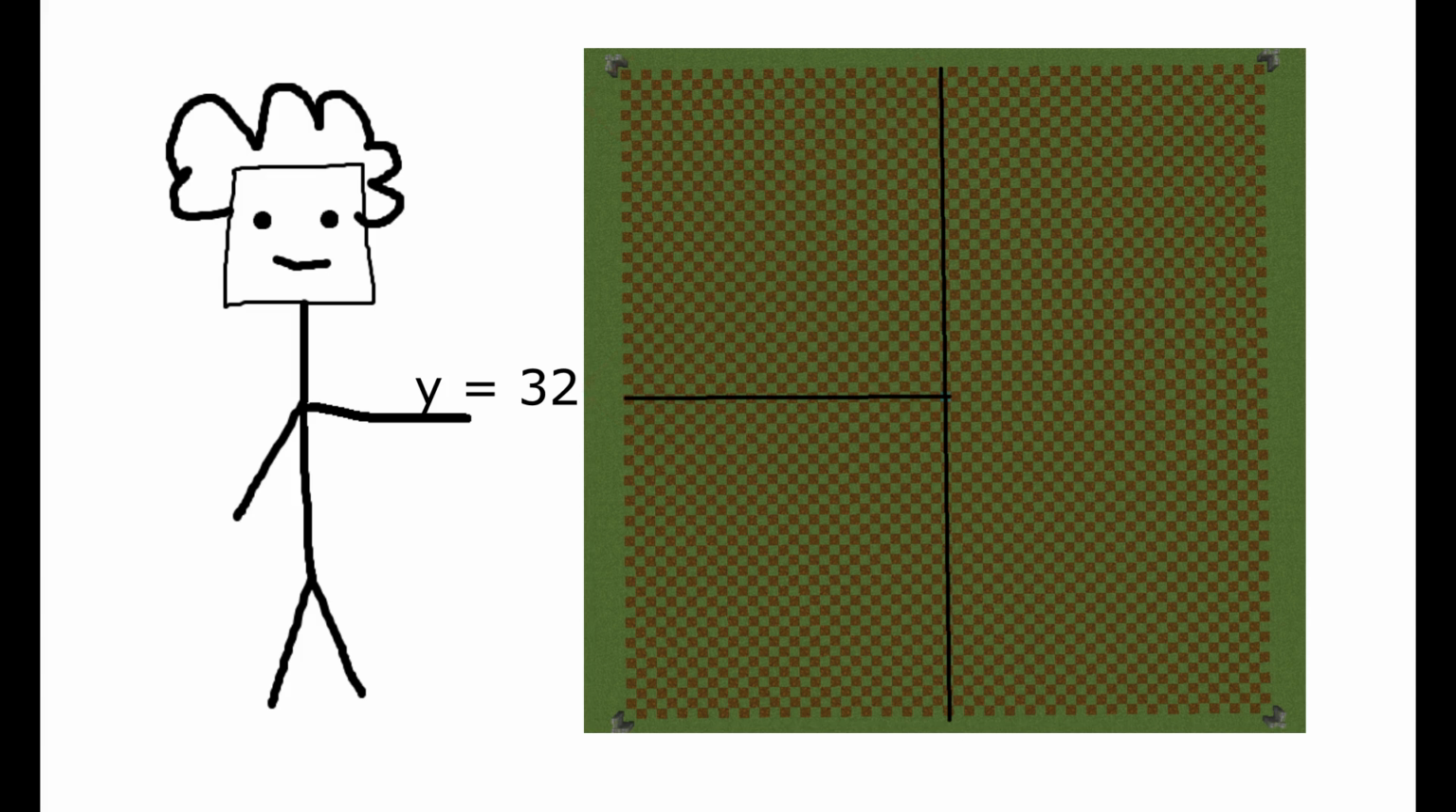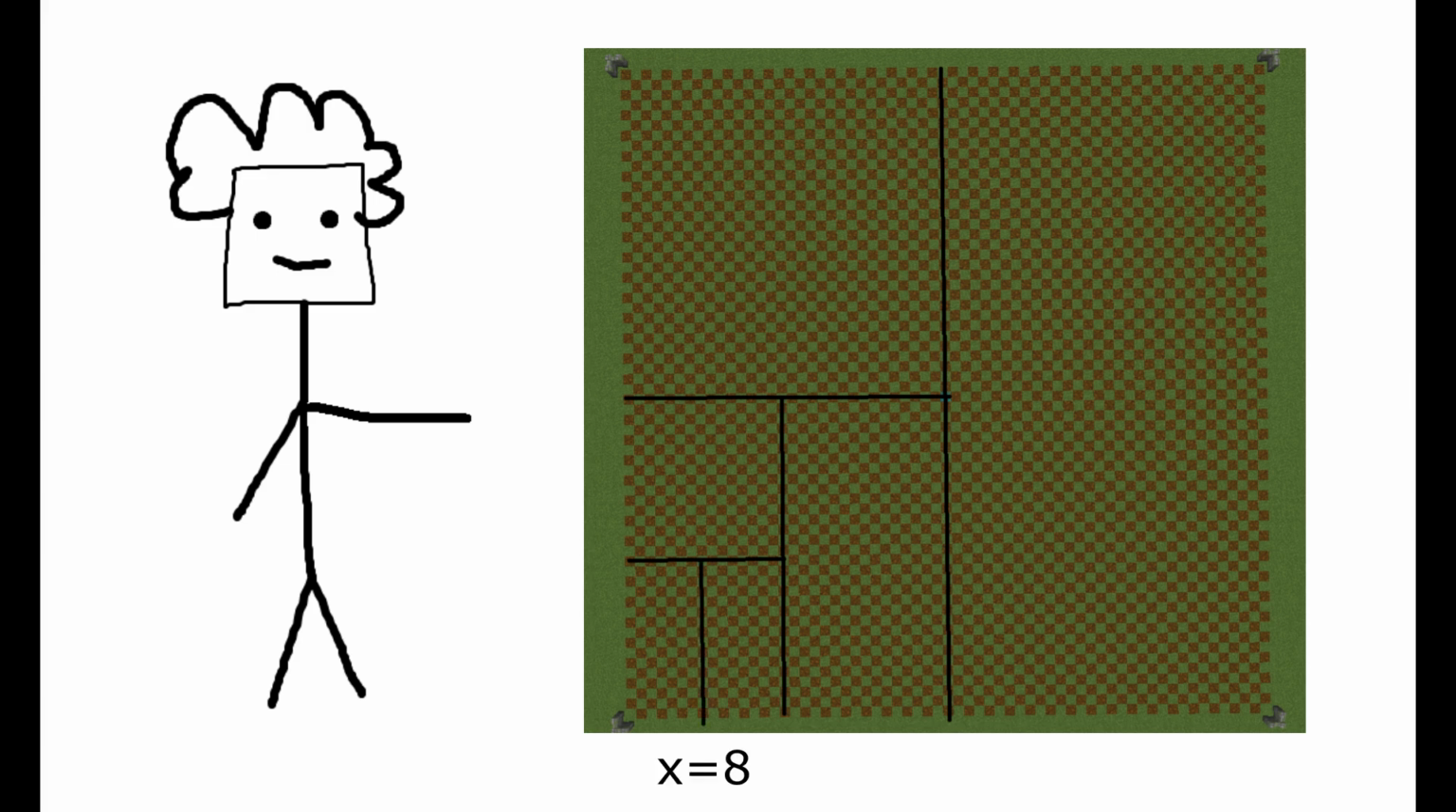We repeat the pattern and split vertically at x equals 16. Our target region lies on the left, so we keep only that quadrant. Now it's a 16 by 32 grid, which has 512 blocks. Next, we split horizontally at y equals 16. Now we're down to a 16 by 16 grid, which has 256 blocks.